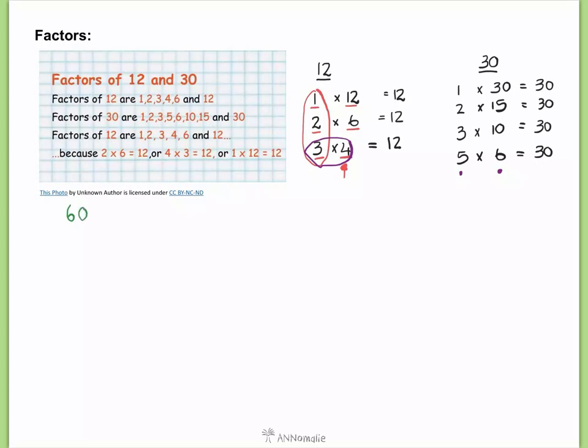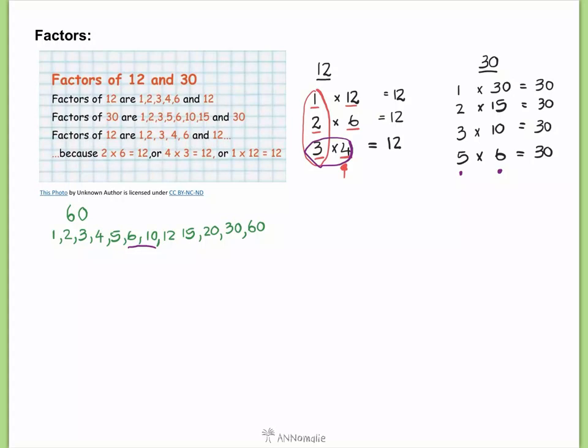Factors of 60. So, I've got 1 times 60, 2 times 30, 3 times 20, 4 times 15, 5 and 12, and then finally 6 and 10. And to demonstrate this, there's no number in between 6 and 10 that can divide into 60 without a remainder. So these are the factors of 60, a total of 12 numbers.